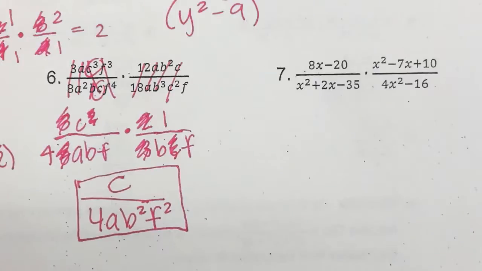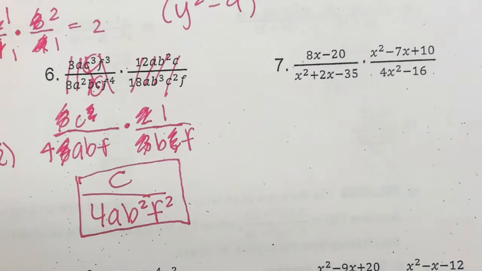Alright, try number 7. I'm here if you need help. This one's like number 5 that we did. You factor the top and bottom, then simplify.